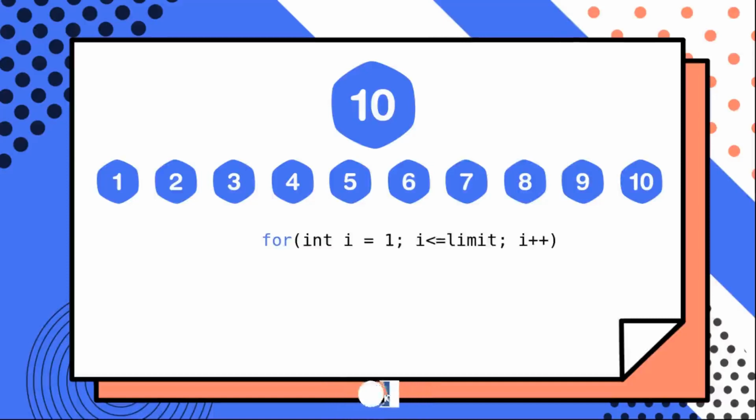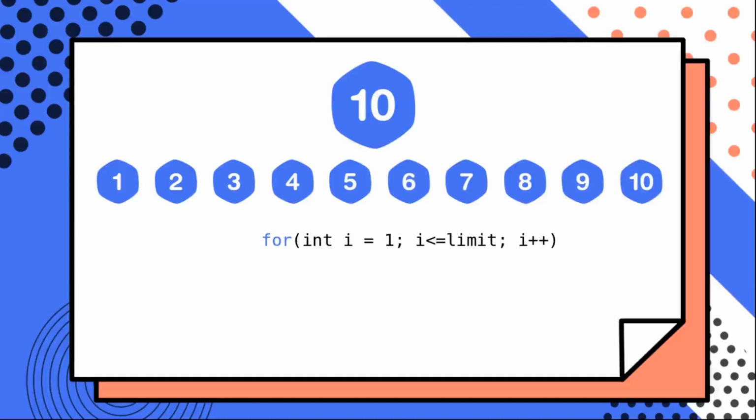So we will write something like for (int i = 1; i <= limit; i++). We declare i equal to 1, and the i value is going to be less than or equal to the limit. We update our i as i++. So this loop is going to work as the input.